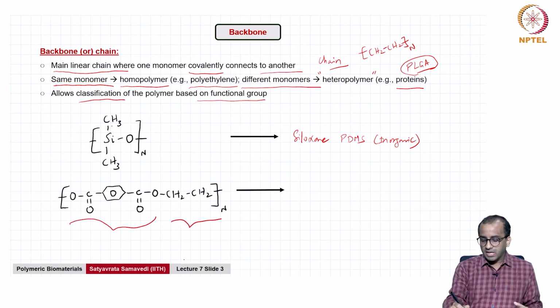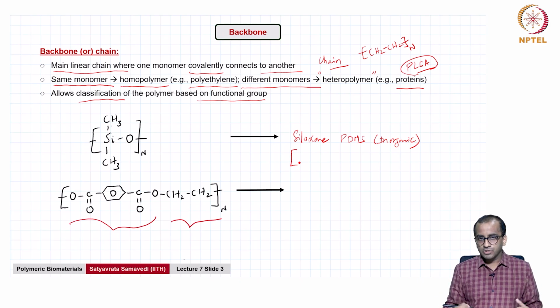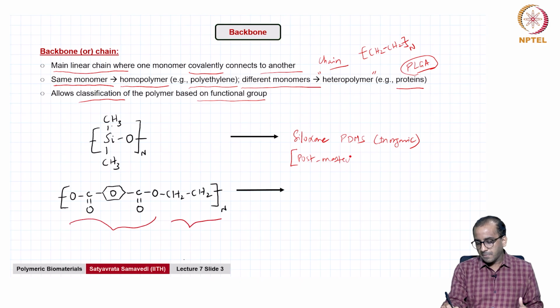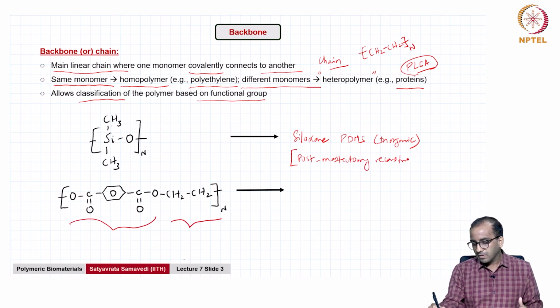Now, one example of an application in which this is used, we have earlier seen that PDMS is used as implants for breast reconstruction. One example of that is post-mastectomy reconstruction of the tissue.